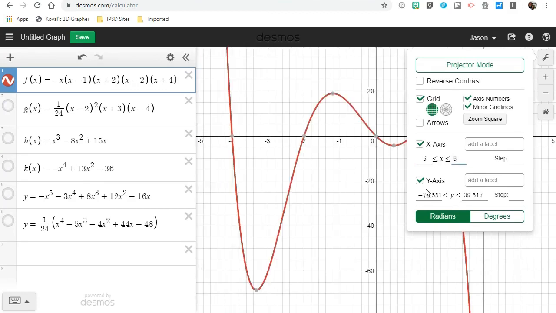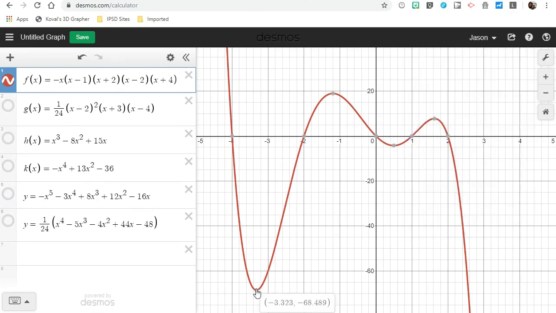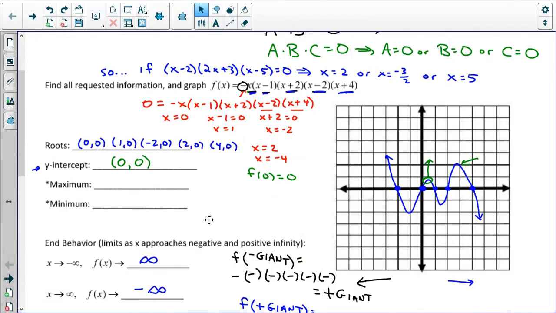But if I zoom in a little bit, I can see what's happening. So I have these values that would be locally where things go lower than anything in its general area. But the graph doesn't actually have any maximum or minimum, because if you look at the end behavior, since the end behavior goes in opposite directions, the maximum y value would be positive infinity, and the minimum y value would be negative infinity. My maximum will be there is no maximum, and my minimum will also be that there is no minimum.